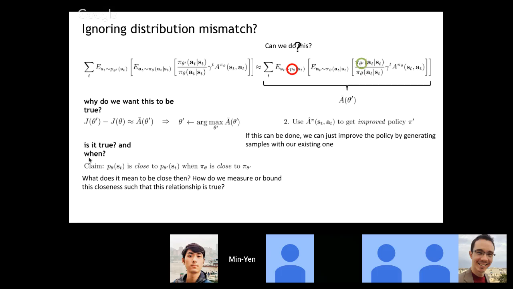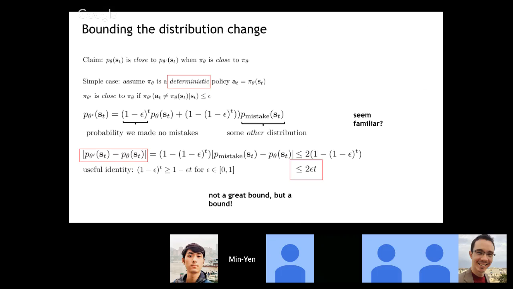Because if we're saying that J theta prime minus J theta is approximately equal to this advantage under the old policy, what does it actually mean for the two policies to be close? Because if two policies are close, it means you probably will take similar actions, right? Yeah, so Kiat will go through that bounding problem.